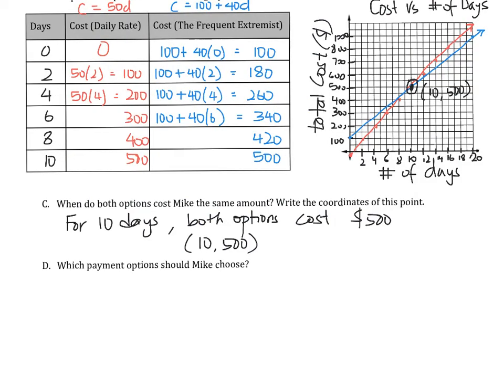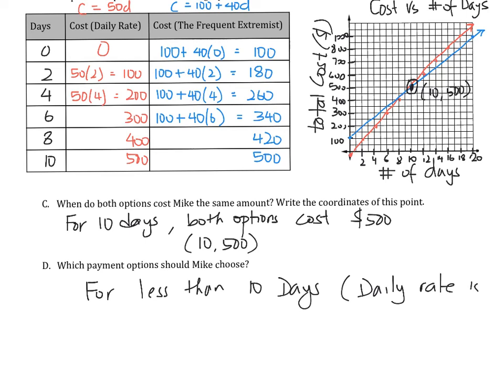So which payment should Mike choose? Now here, this is where you will have to give me concrete numbers to give me your answer. You cannot say that, oh, more, less, and all those words. You have to give me numbers we are talking about here. So if he is choosing to go for less than 10 days, which option would be better? For less than 10 days, your graph red is below. So that means that is a better option. So therefore, daily rate is better.